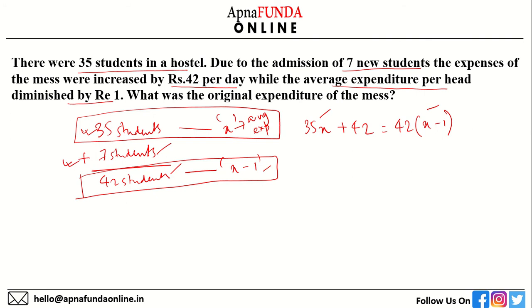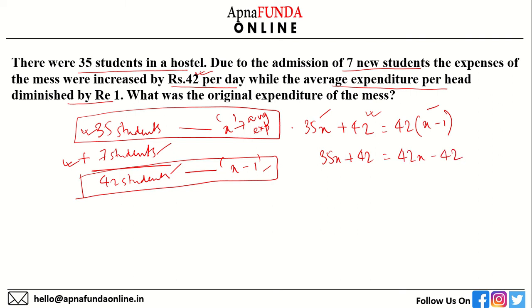Correct? Now how did this happen? It happened because the expenses of the mess increased by 42 rupees per day. So this is that 42. You should be at this expression now before we proceed. Now let's solve this. 35x plus 42 is equal to 42x minus 42.